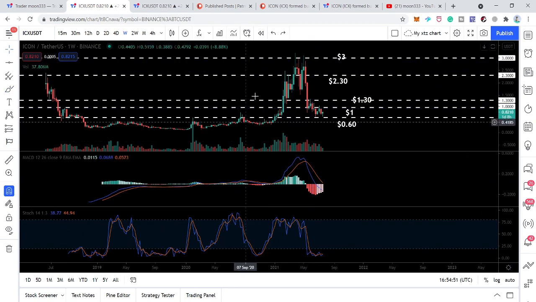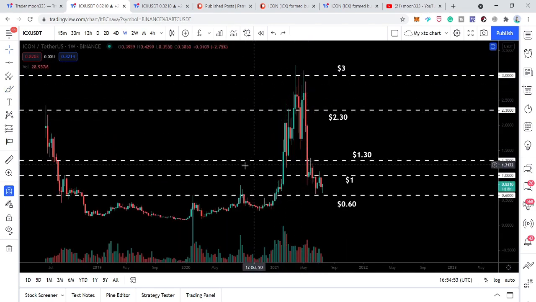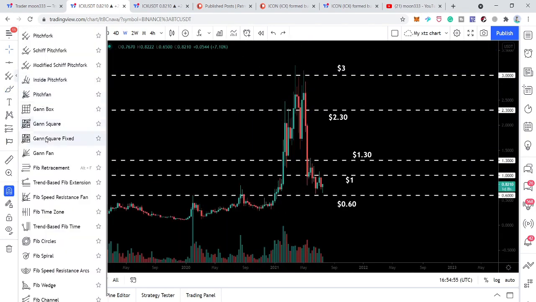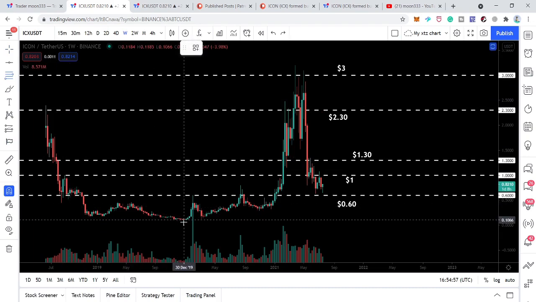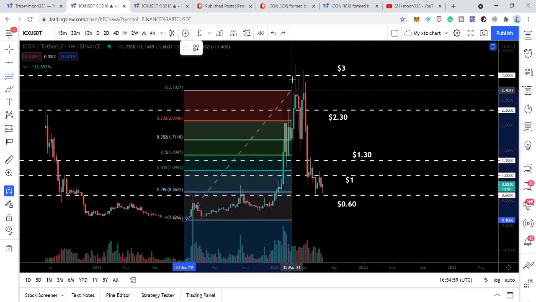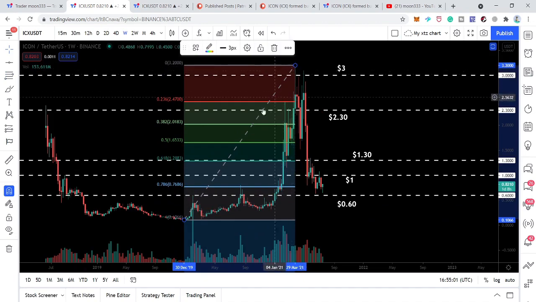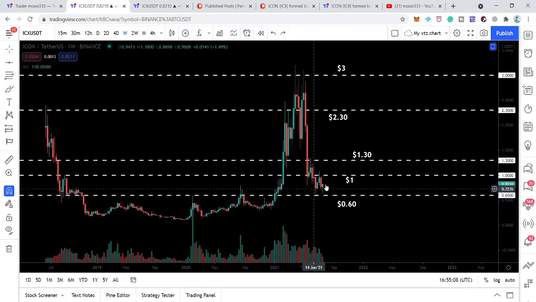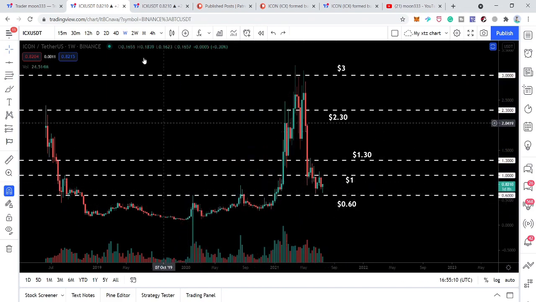again. Now if I place the Fibonacci tool after this retracement from this low of December to this high, then you can see that the price action has been retraced up to the 0.786 Fibonacci retracement level, and here it has found a very strong support of 60 cents.